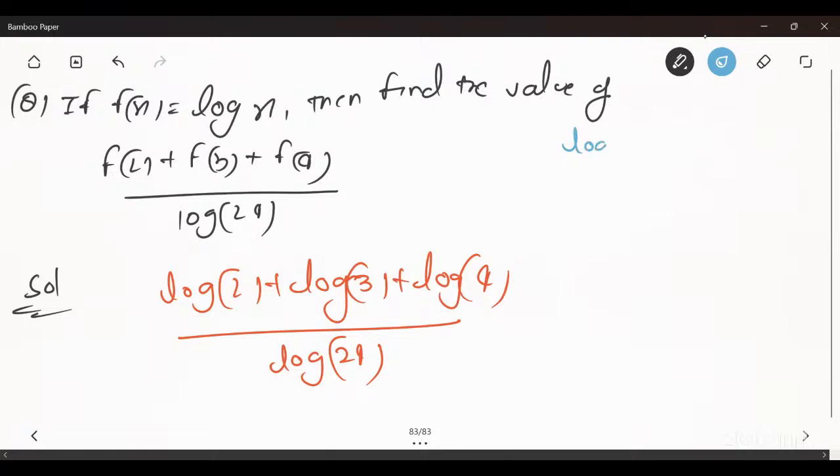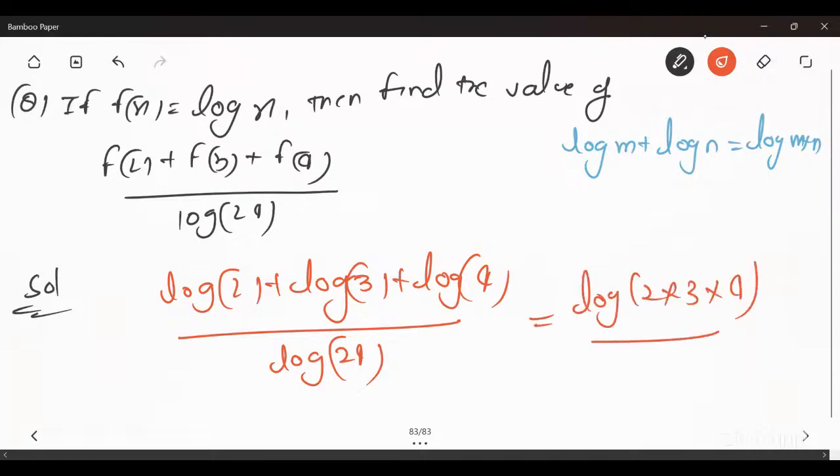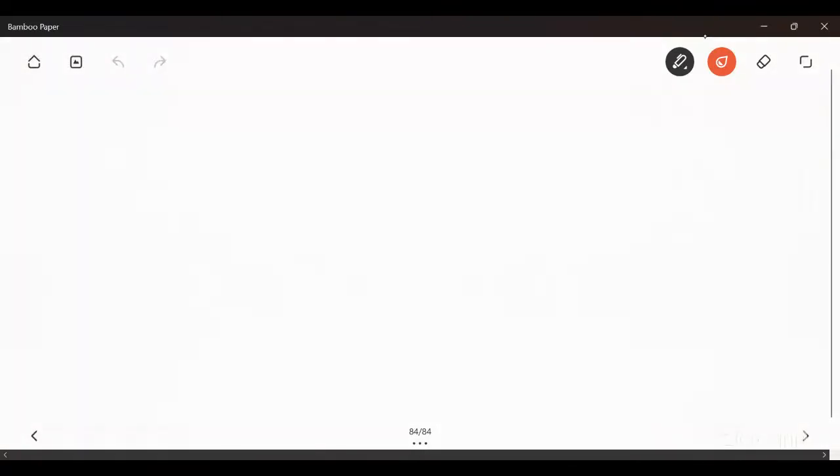Log m plus log n is equal to log m into n. Now apply that formula in the numerator. So you will get log 2 into 3 into 4, means 6 into 4 is 24, upon log 24. So log 24 upon log 24 is equal to 1. Now come to next part. Next part is find the range of sin x minus cos x.